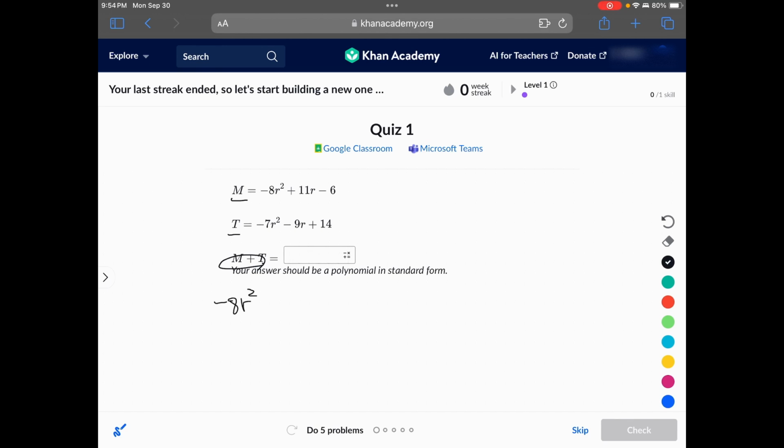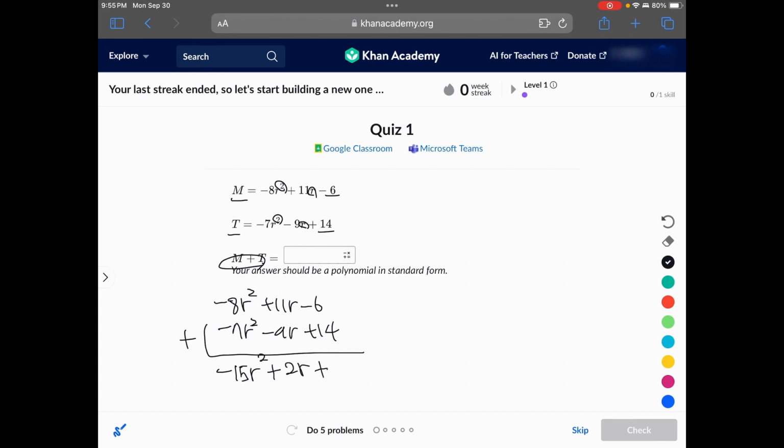negative 8r squared plus 11r minus 6 and negative 7r squared minus 9r plus 14, and we just add this up together. The order of the degree of the terms are basically the same because it starts with r squared, and just r, and just a constant right here. So we can just add this up together, which is going to be negative 15r squared, and 11 minus 9 is just going to be 2r, and plus 14.